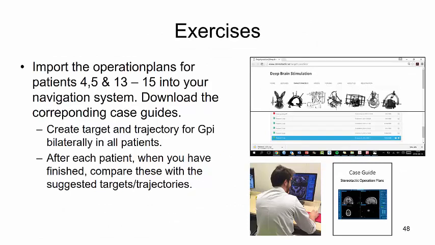There are some exercises in this course. I suggest that you download the operation plan for patients 4, 5 and 13 to 15 into your navigation system. Download also the corresponding case guides. Then create target and trajectory for the GPI bilaterally in all patients. After each patient, when you have finished, compare these with the suggested targets and trajectories.